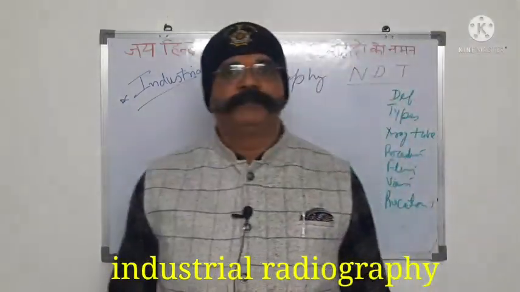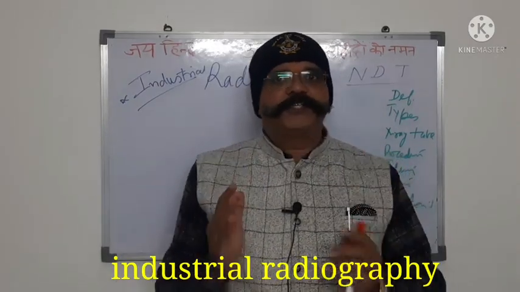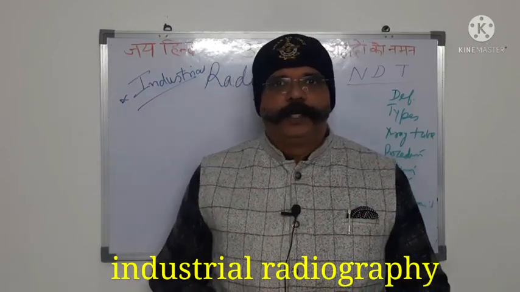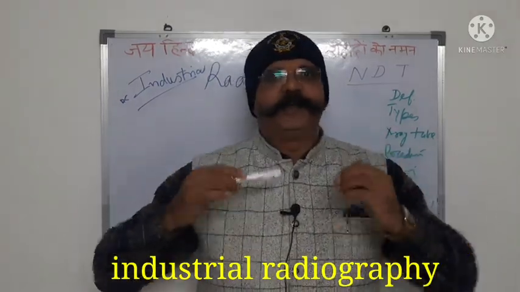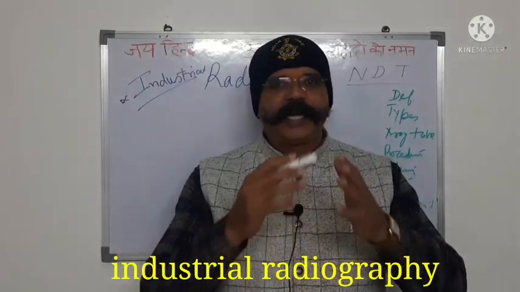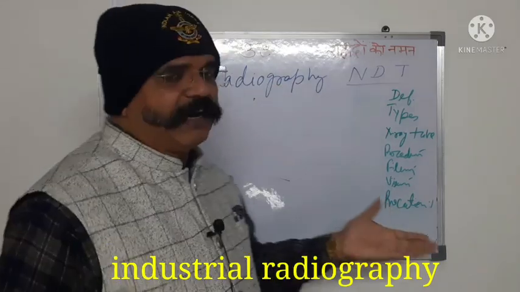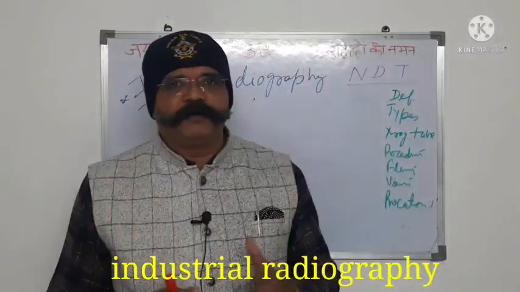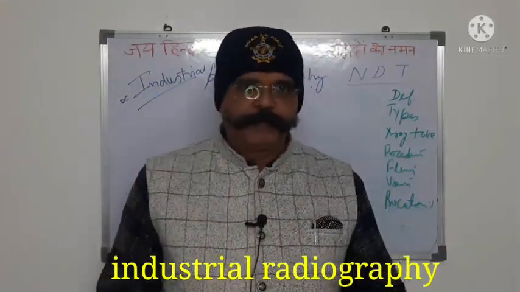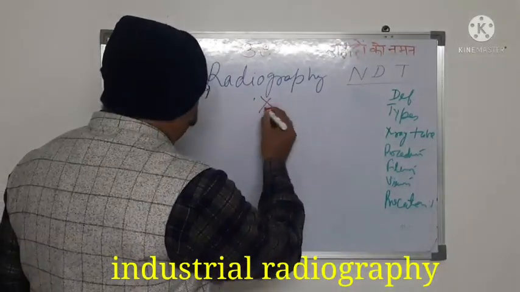It is a technique or method of imaging to find out the internal defect of a material, and that defect can be read on an X-ray film. As I told, there are two major types of radiography: X-ray radiography and gamma ray radiography. Now let us see what X-ray radiography is and how X-rays are produced.